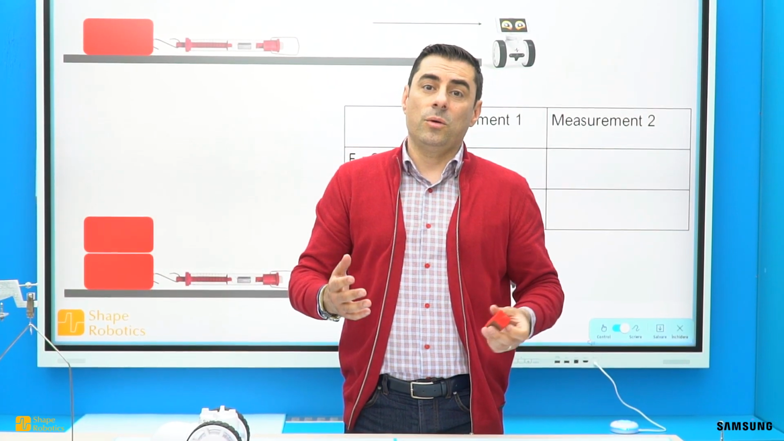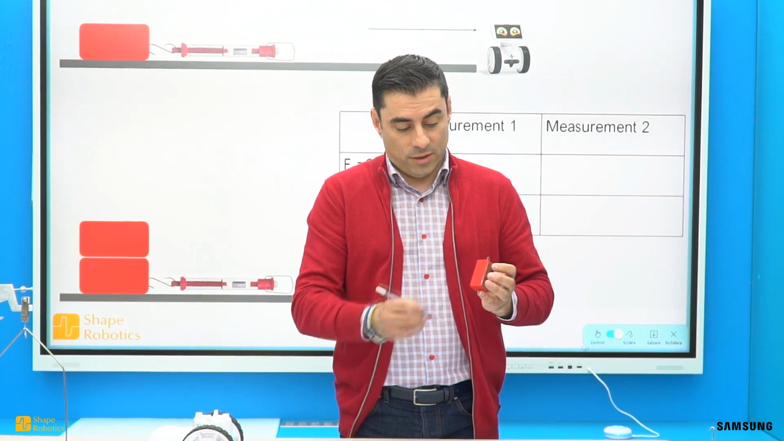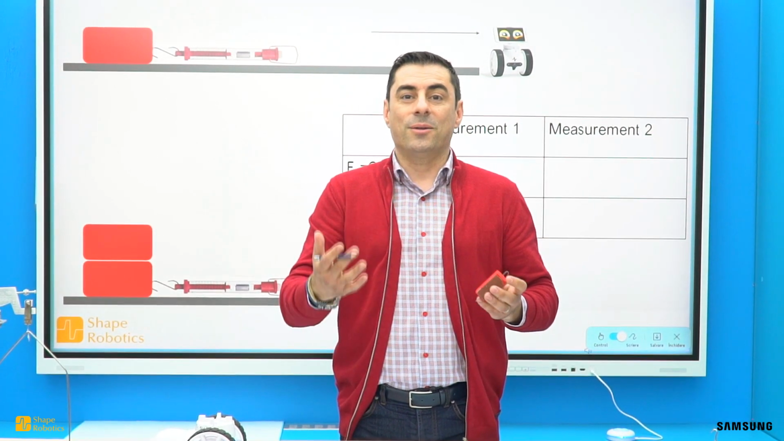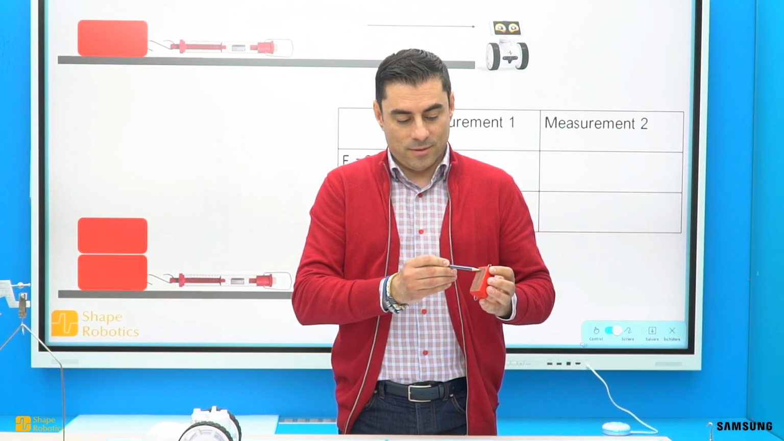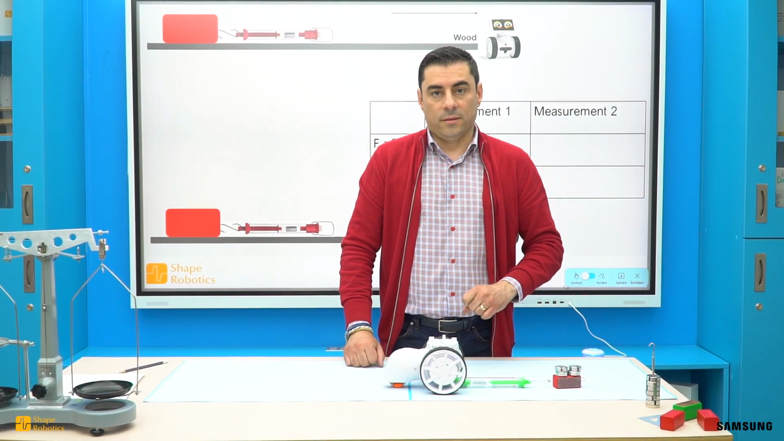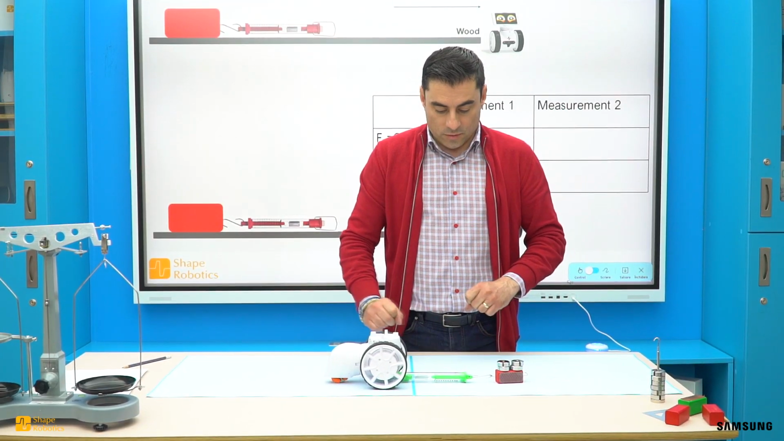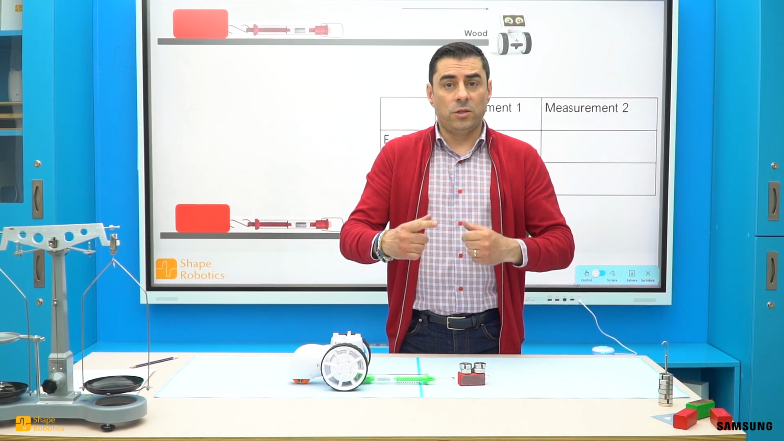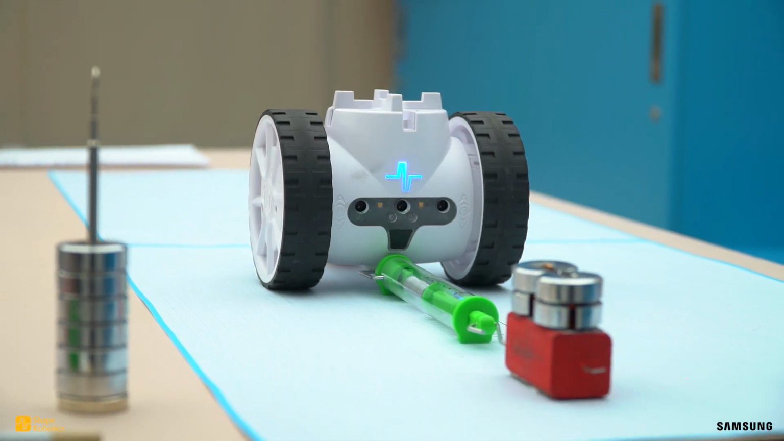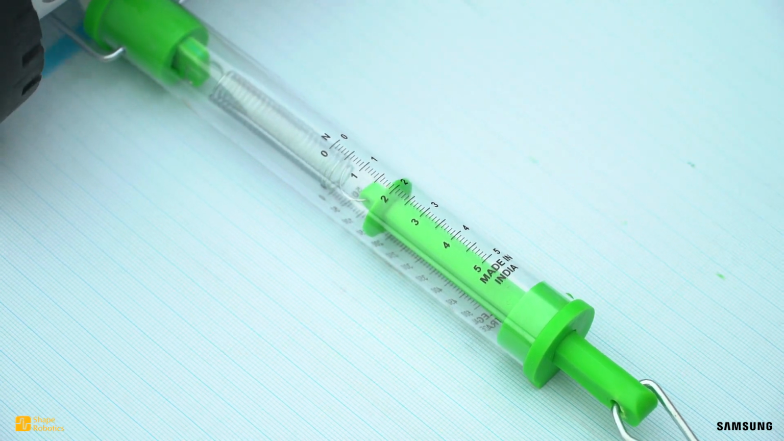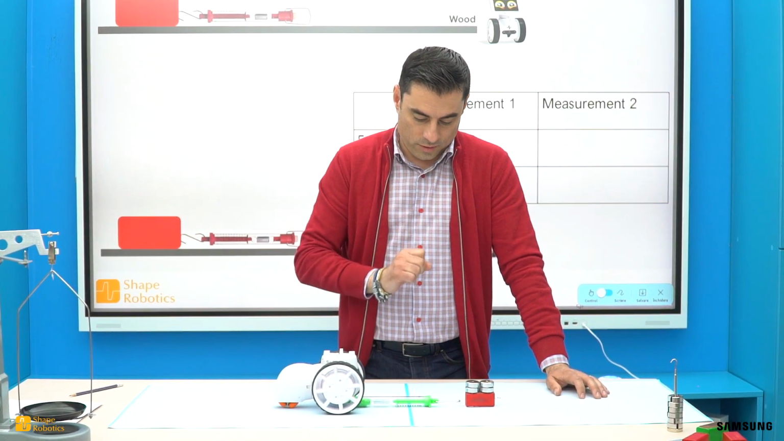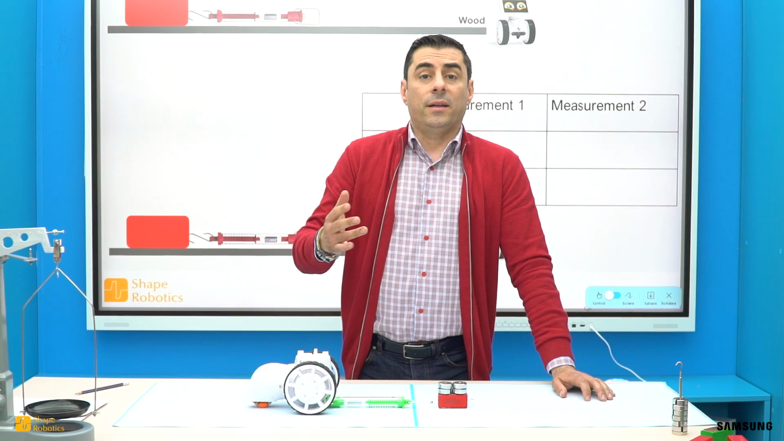On the first scenario, we will use the wood texture. And on the second one, we will use sandpaper texture. First scenario, wooden surface. We have 1 newton force. Then we switch to the sandpaper. We almost achieve 2 newtons. So it's very clear that texture matters.